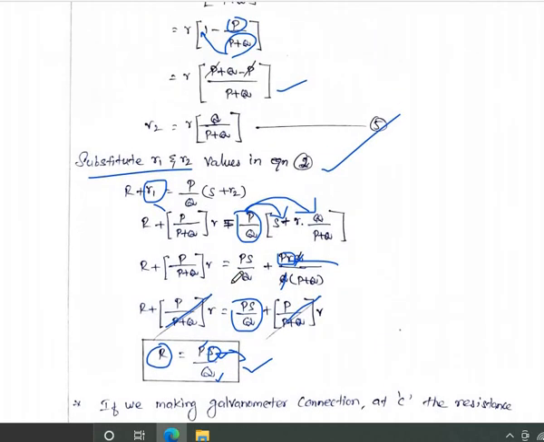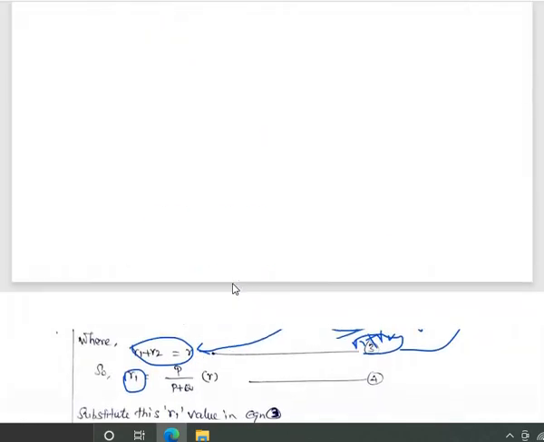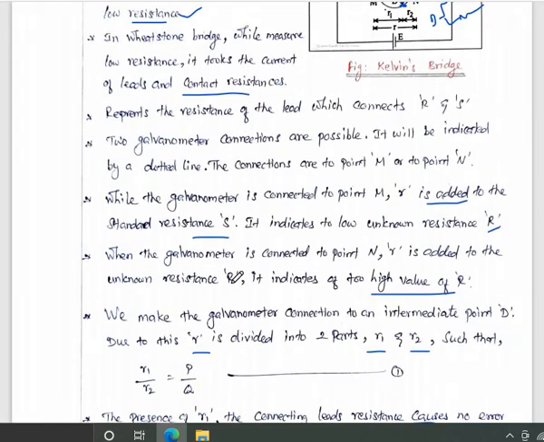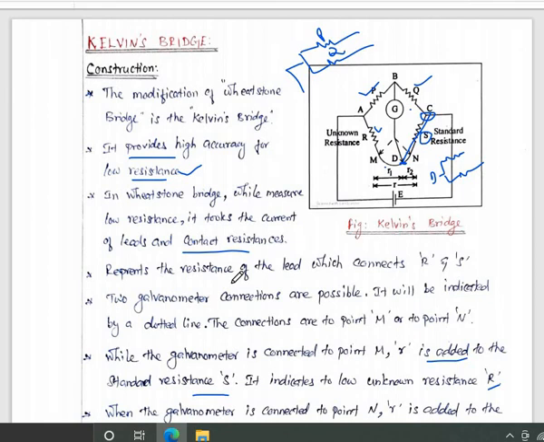So this is a Kelvin bridge circuit, and based on the Kelvin bridge, that is how we find the value of unknown resistance. What is the major purpose of the Kelvin bridge? It is used to find very low resistance, like less than 1 ohm. The Wheatstone bridge is used to find resistance in the value of kilo ohms, more than 1 kilo ohm.